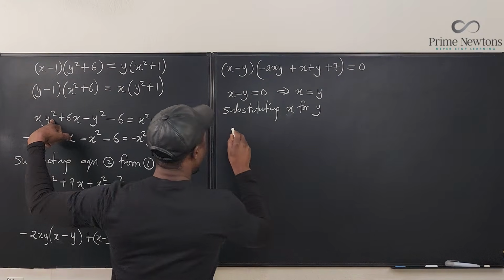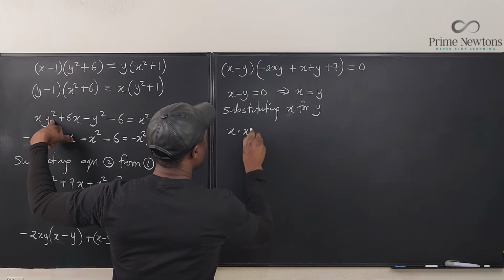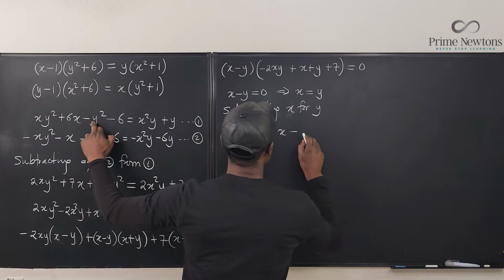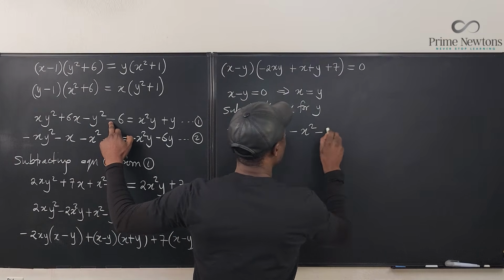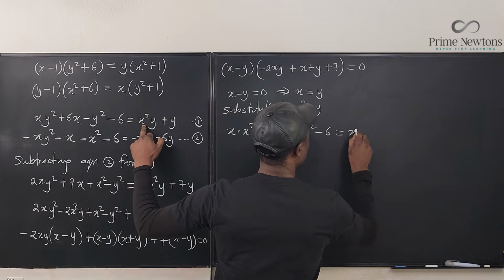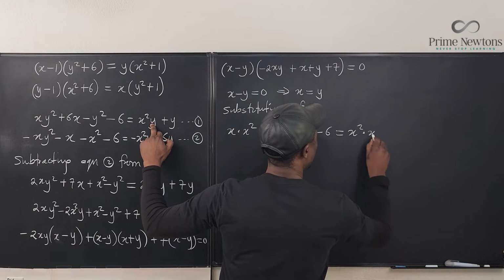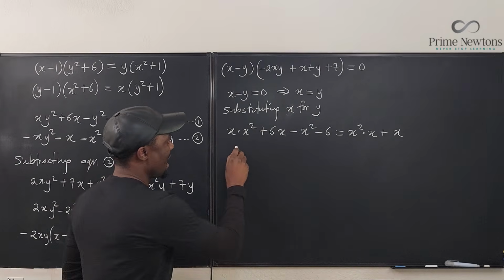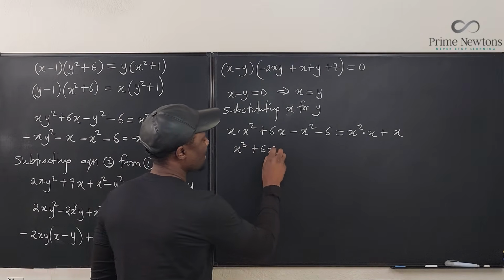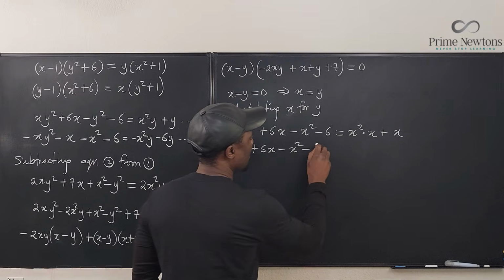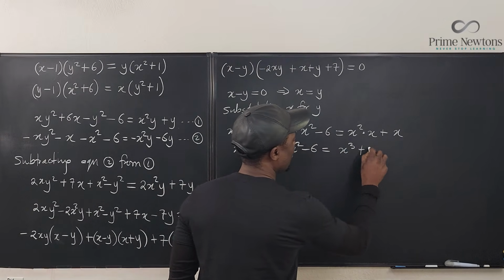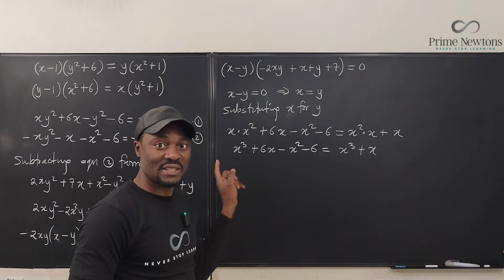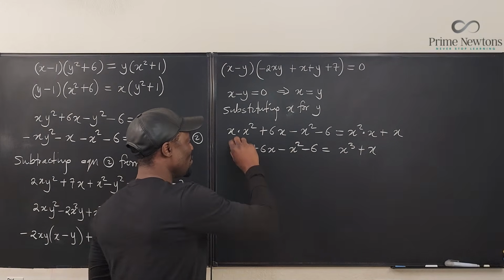X for y. So we have x times x squared plus 6x minus, this is going to be x squared minus 6, will be equal to x squared times x plus x. Okay, so that's what we have. This is now x cubed plus 6x minus x squared minus 6 equals x cubed plus x. Clearly, there's x cubed here, there's x cubed here. If you subtract x cubed from both sides, these two will go away.